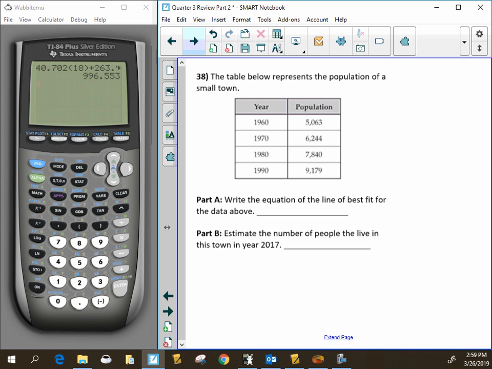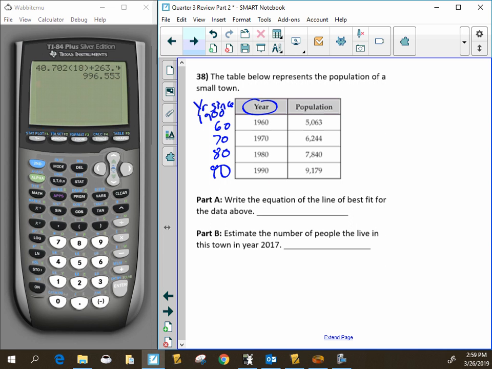So for the next slide, it's the same thing. Now, whenever you have years, you want to rescale. So I'm going to do years since 1900. So 60, 70, 80, 90. And the reason you rescale is because otherwise you end up with a crazy number for your y-intercept, and you have to go out to tons of decimal places when you plug in your years.